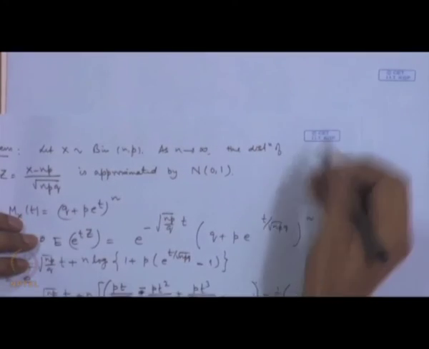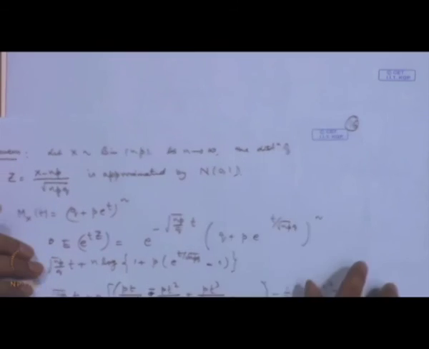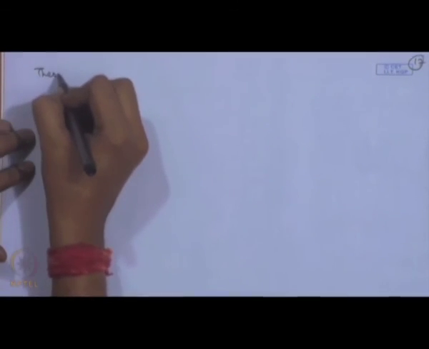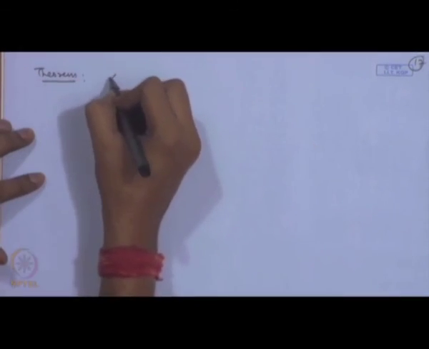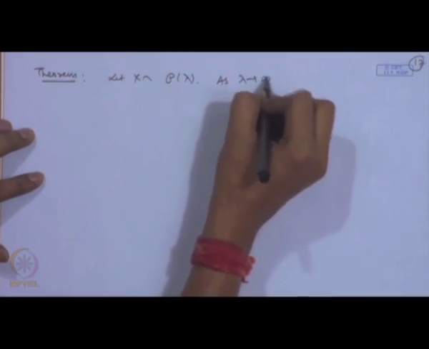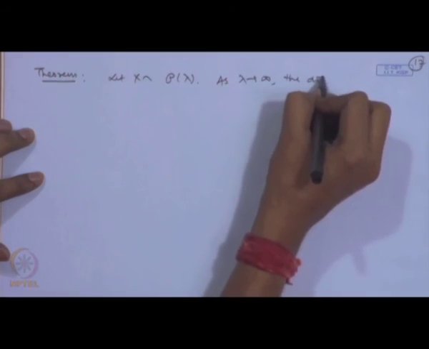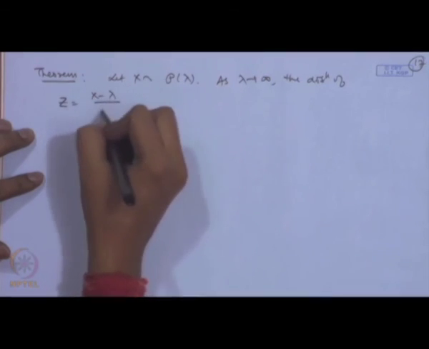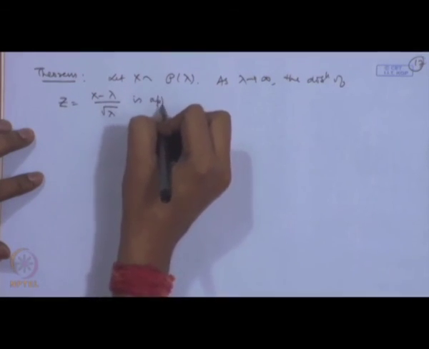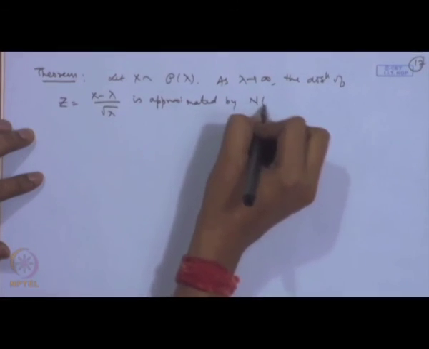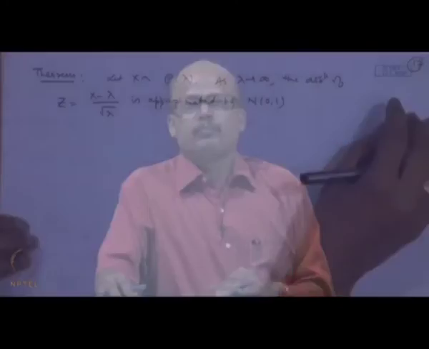Second central limit theorem, because we have seen that binomial distribution also approximates to Poisson. So, there is another one which is called: let x follow Poisson lambda. Then as lambda tends to infinity, the distribution of z is equal to (x minus lambda) by root lambda is approximated by normal 0 1. These are called de Moivre-Laplace central limit theorems.